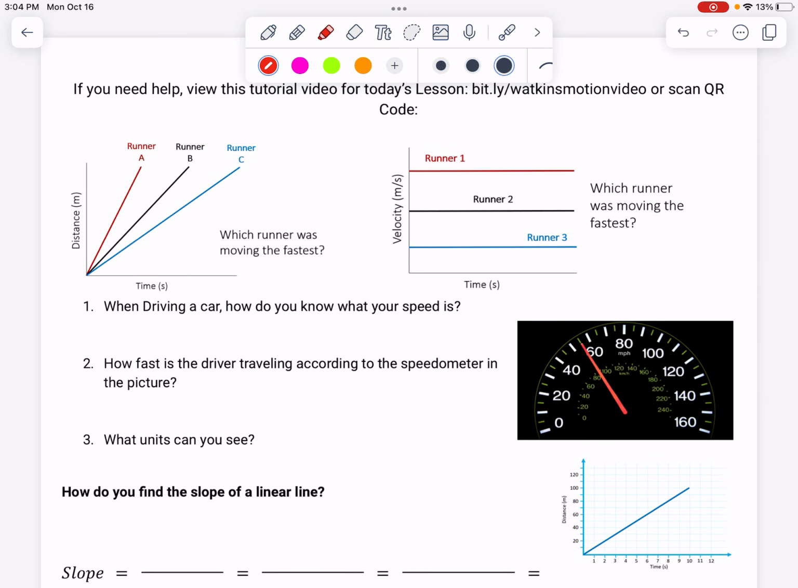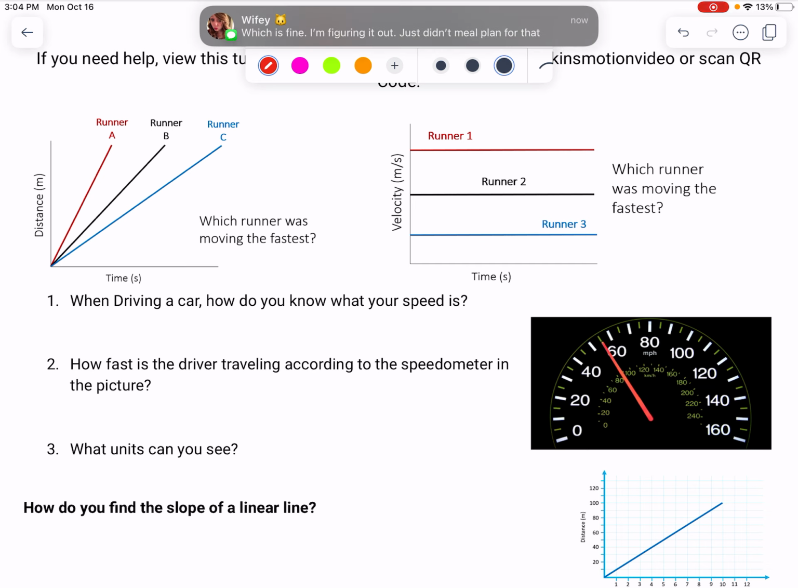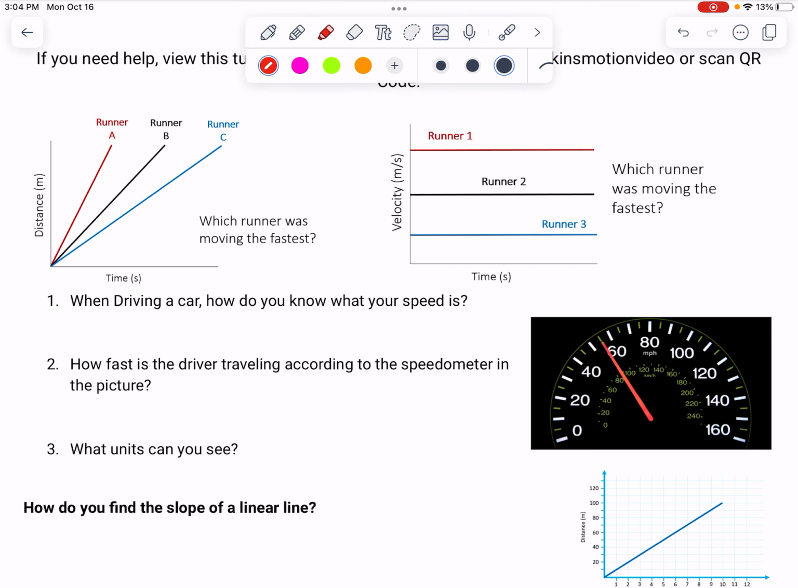You collected that time and distance data, and then you graphed it, or at least you're supposed to graph it. We're going to go through today's lesson, and then if you have time, you can go back and figure out how to graph that data and determine the velocity of that constant velocity car.